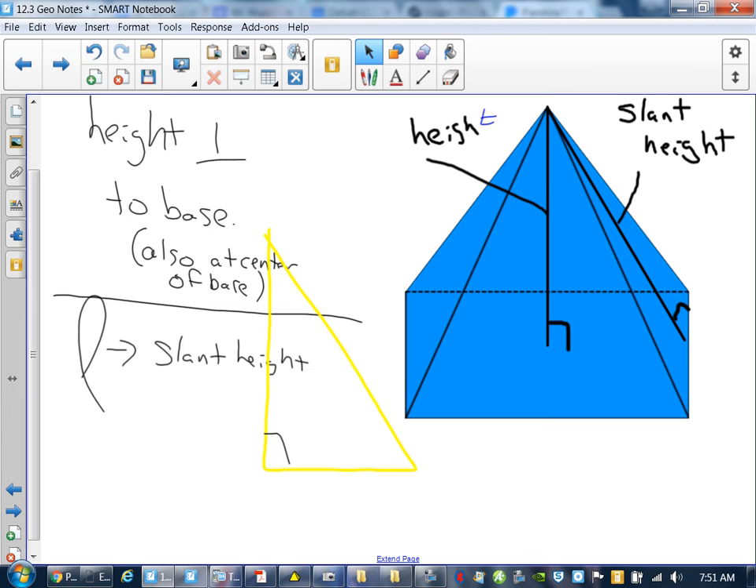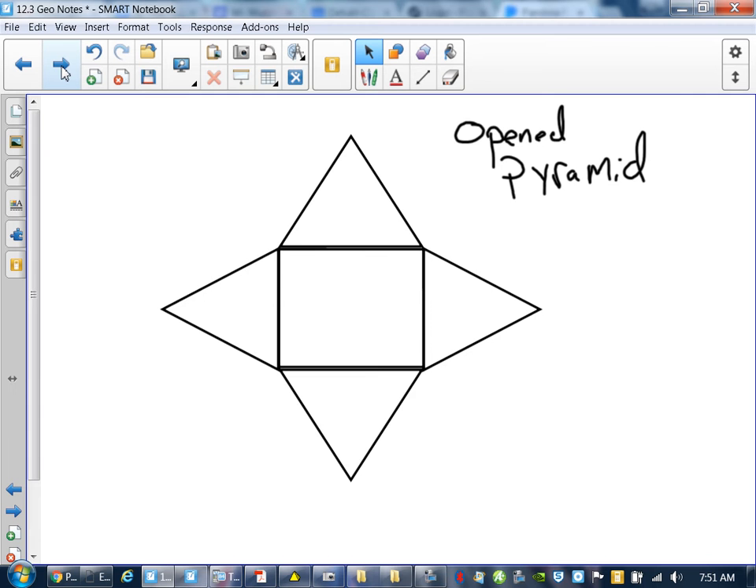So with that slant height, you'll see right here, you're going to get the Pythagorean theorem. You're going to get 30-60-90s. You're going to have SOHCAHTOA. You're going to have all of that fun stuff coming back again and again and again. Which gives us formulas.